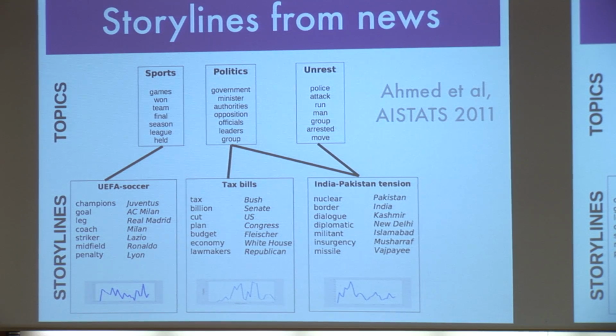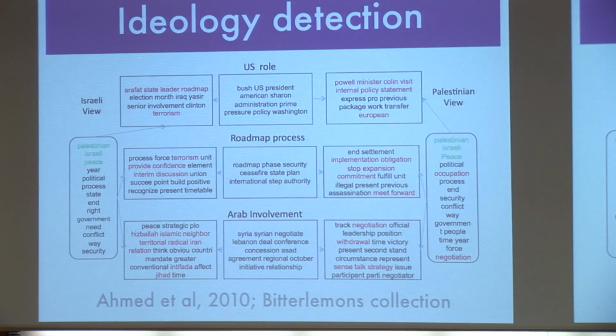Then you can do interesting things, like say, well, look, I want to find something that's similar to India-Pakistan tension, but also has nuclear in it. And lo and behold, you get the US and North Korea issue, for instance. And if you just want to have the tension, you get the Middle East, right? OK, I'm not interpreting this. You can detect ideologies, and again, I'll talk a bit more about that later.